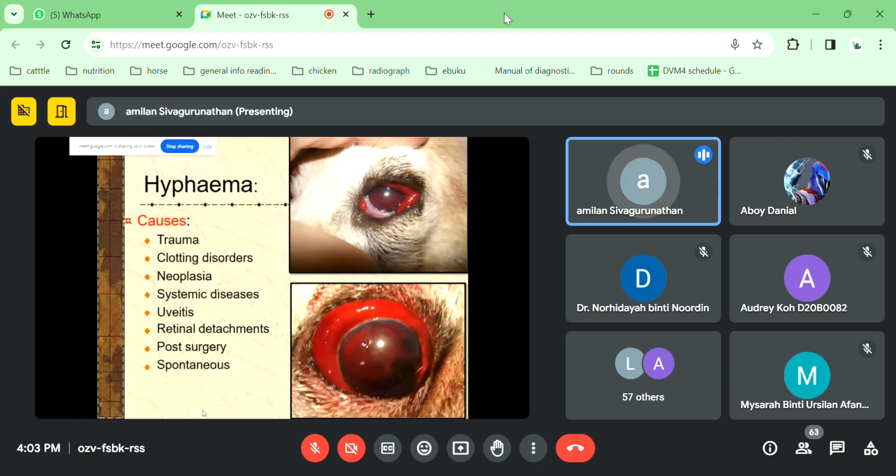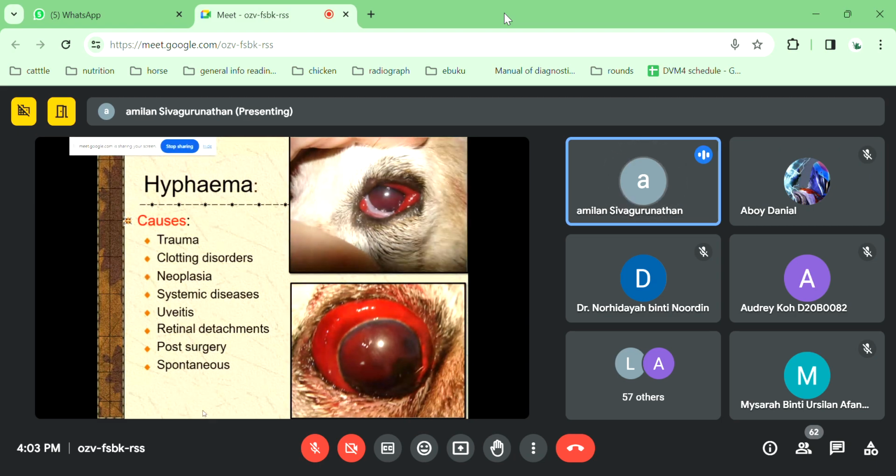Hyphema is referring to gross bleeding of the eye. This is one of the negative prognostic factors for any eye. The moment there's hyphema or massive bleeding, the prognosis for vision and the prognosis for function is close to zero. The reason is for massive bleeding to take place, there has to be a certain amount of force and pressure applied to the surrounding structure.